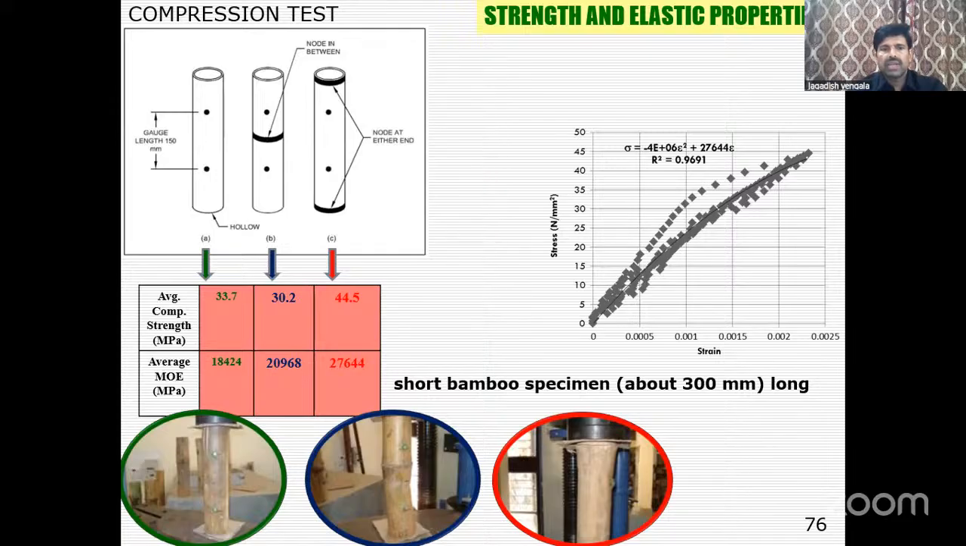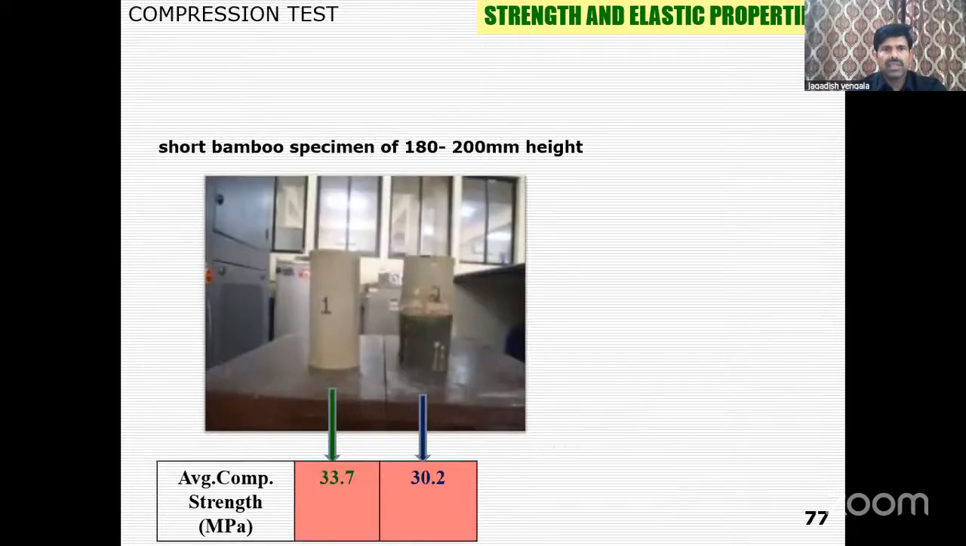When you wanted to calculate the modulus of elasticity, you need to find out the change in length by original length while applying the load. We call it a strain. Stress versus strain, we get the modulus of elasticity. We got these values for different bamboo species. Even the short bamboo specimens also were tested.